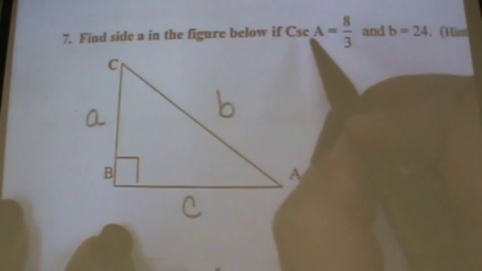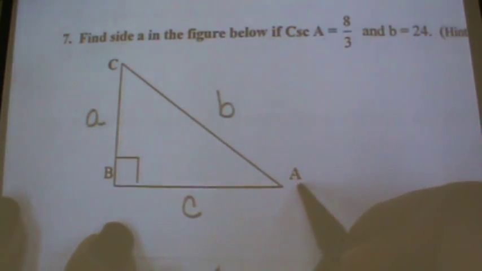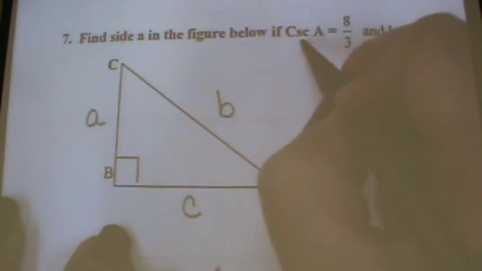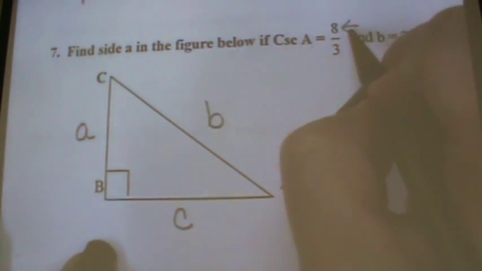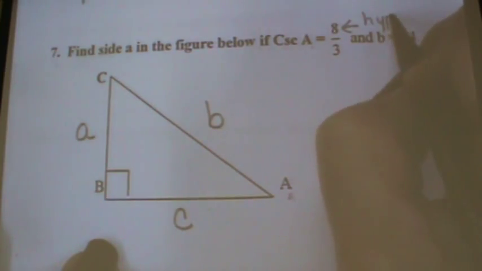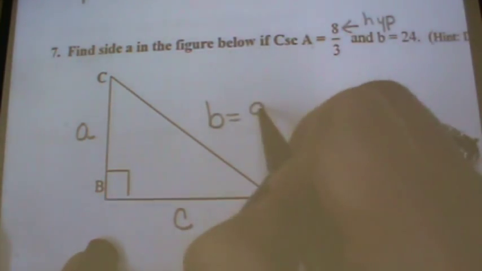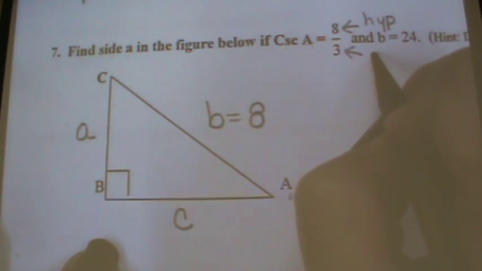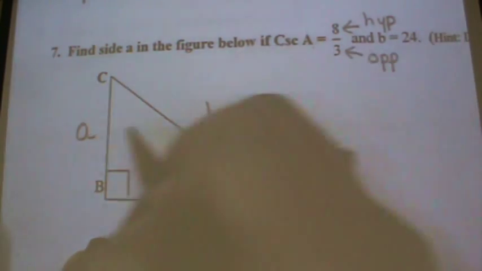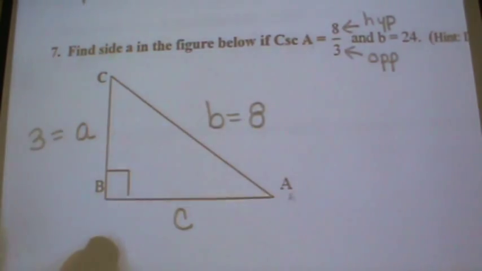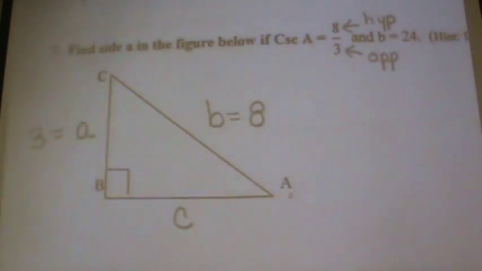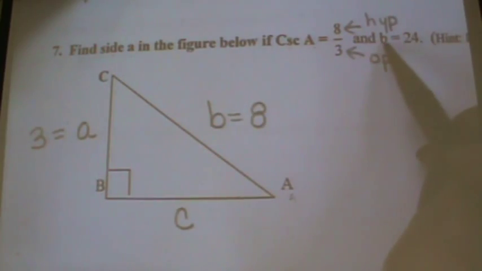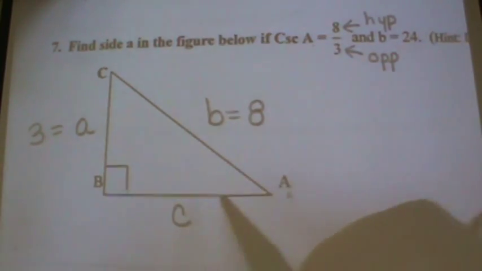This says the cosecant of A. Here's A, so in reference to this location, what's the definition of cosecant? Hypotenuse, so we're going to call this 8. And what would this side be? Opposite. You've got to know what these words mean. Now, it tells you B is 24. Well, I just said B is 8.